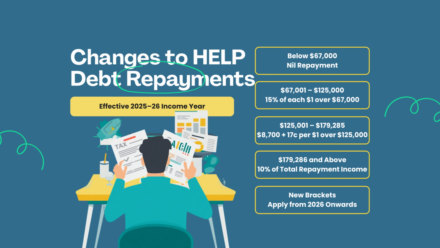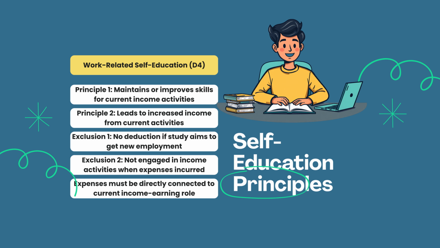Moving on to deductions, specifically item D4, work-related self-education. The Australian Taxation Office applies strict principles here. For a course to be deductible, it must directly connect to the client's current job. It must maintain or improve their specific skills, or it must be likely to lead to a pay increase within their current role. Crucially, we must exclude expenses if the study is designed to get the client a brand new job, even if that new job is with the same employer. We also cannot claim expenses incurred while the client was unemployed or not working in that specific field.